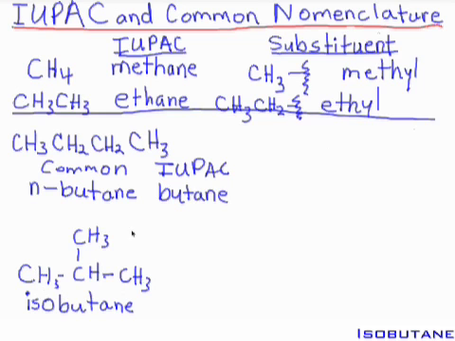What is this chain called? Now you have to apply your IUPAC rules to solve this. What's the longest carbon chain in the molecule isobutane? Well, the longest carbon chain is 1, 2, 3. It is a 3-carbon chain, and a 3-carbon chain is a propane. So this molecule has a methyl group coming off the 2nd carbon of propane. So this molecule is called 2-methylpropane.